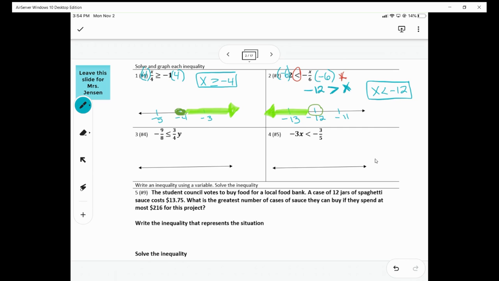For number 3, right now we're multiplying y by 3/4. So we want to multiply both sides by the reciprocal, which is 4/3. Now a positive times a negative is a negative. Four over 8 is 1/2. 9/3 is 3/1. So the product is 3/2.